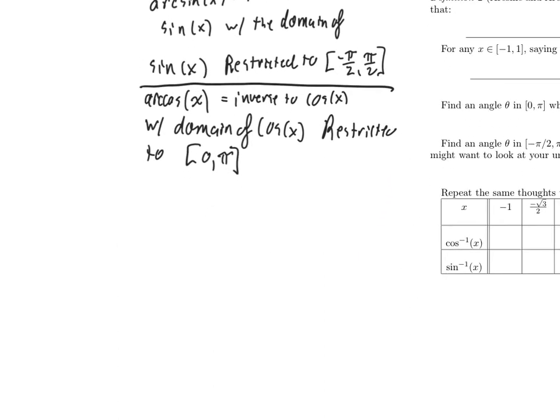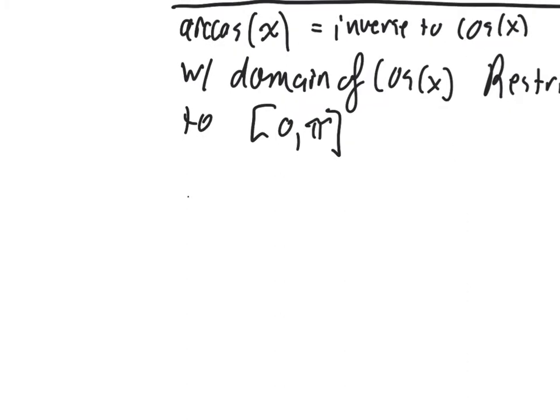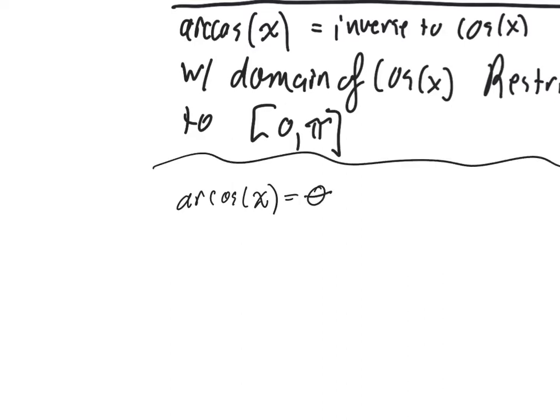So, let's think about what this means. So if you say arc cosine of x equals theta, and I'll explain why theta is a good choice to use right now. Well, inverse arc cosine is the inverse to cosine. So this means that x is equal to the cosine of theta. But it also means more than that.